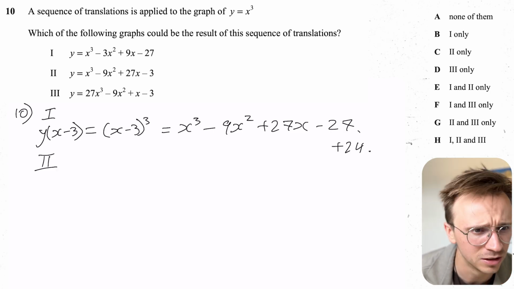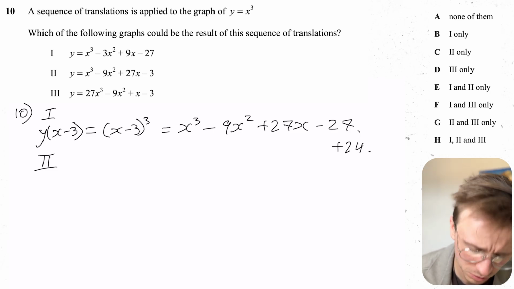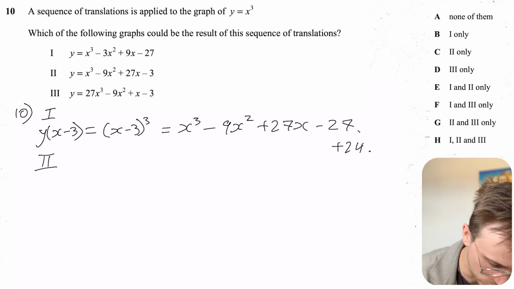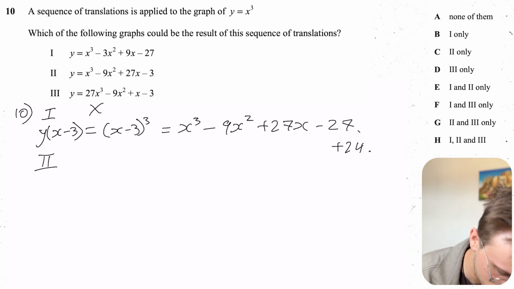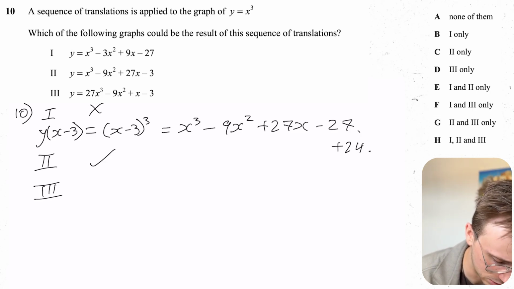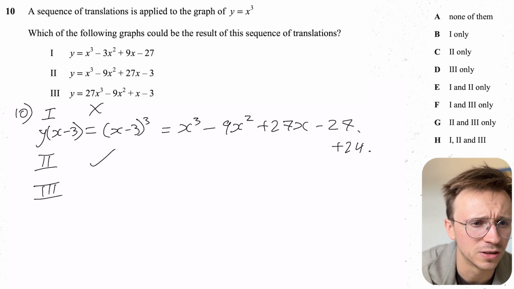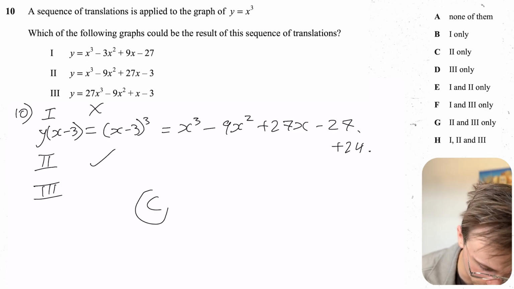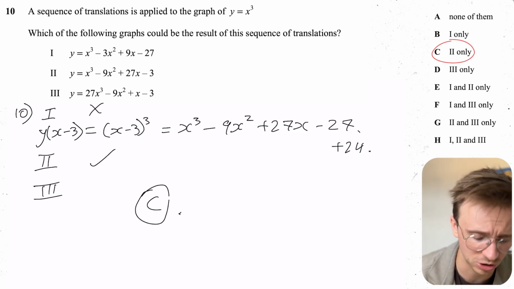I don't think I can. Maybe x minus 3. No, I don't think so. x minus 1 cubed? No, because that would give me plus 3x. So no. That one, yes. And 27x cubed minus 9x squared plus x minus 3. No, I don't think that one is. Again, I'm just guessing here, but for the sake of speed, I would go with C, which is 2 only.